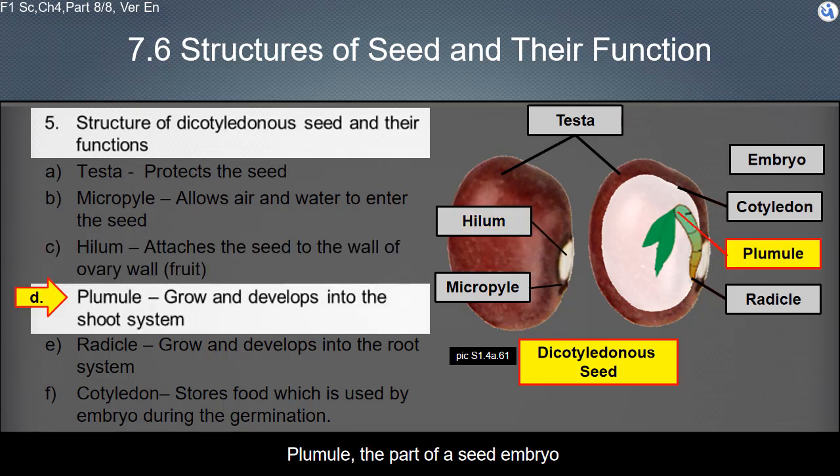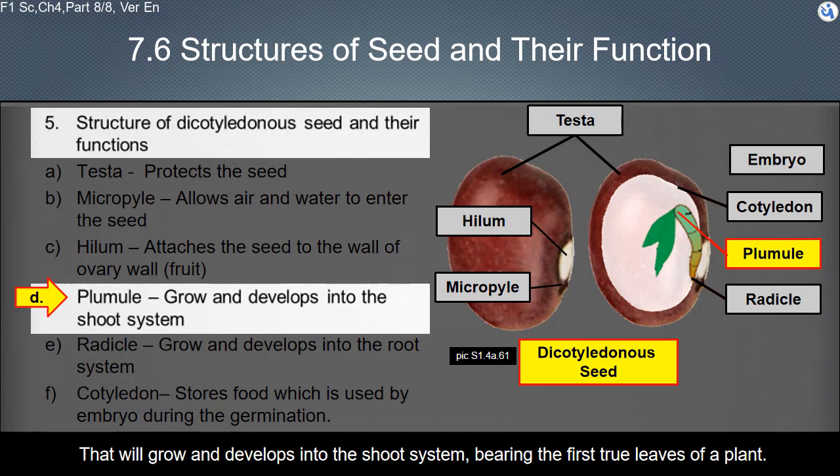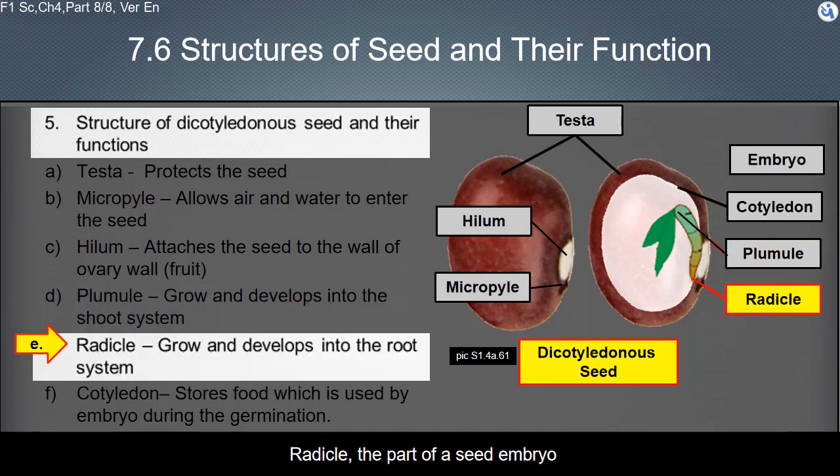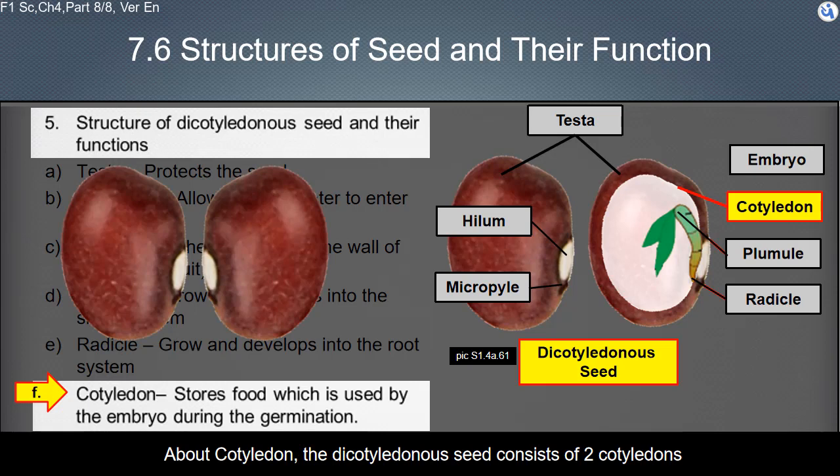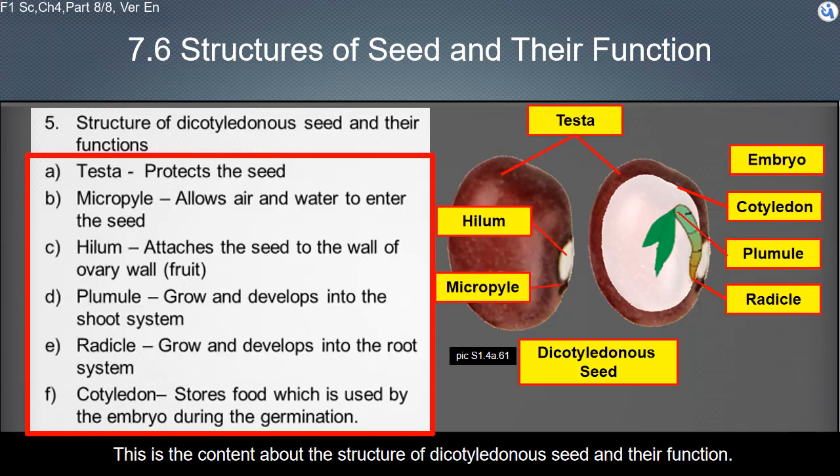Plumule, the part of a seed embryo that will grow and develop into the shoot system, bearing the first true leaves of a plant. Radicle, the part of a seed embryo that will grow and develop into the root system of the plant. About cotyledon, the dicotyledonous seed consists of two cotyledons. It functions to store food which is used by the embryo during the germination. This is the content about the structure of dicotyledonous seed, and their function.